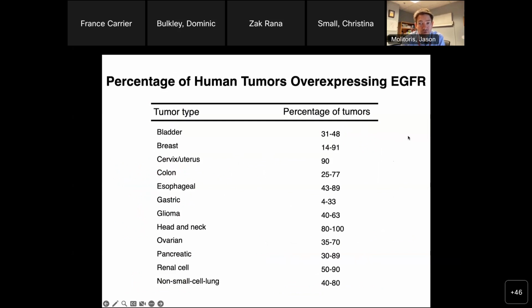All right, so here's a graph showing the number of tumors that overexpress EGFR. If you were to look at this list, you might ask, which cancer or cancers would you potentially target with anti-EGFR therapies? There's only one of these here with 100. And so cetuximab, which is a monoclonal antibody targeting EGFR, was tried in head and neck cancer.